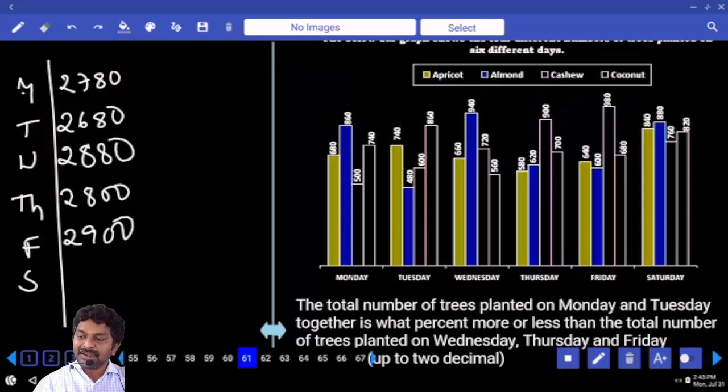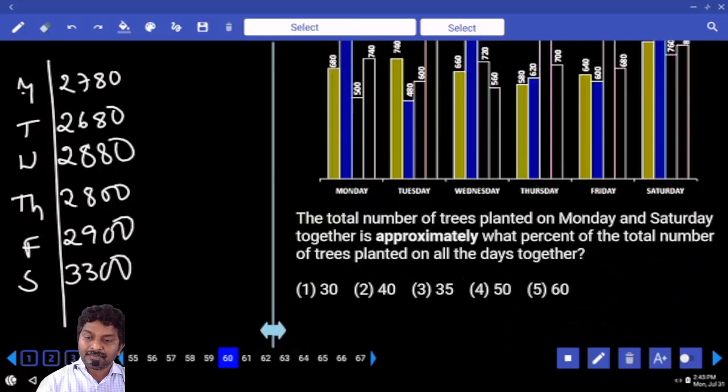Right, Saturday. Come on, let's see. Round figures. 880 plus 820, 1700. Remember, 840, 760. 1600. Previous, 17 plus 16, 30. Now, what was previous question? Total number of trees planted on Monday, Saturday is what percent with respect to total trees?